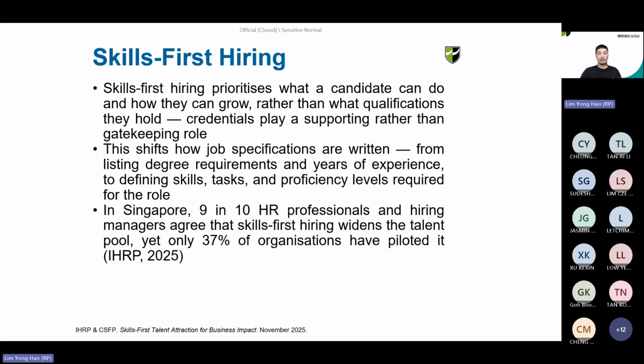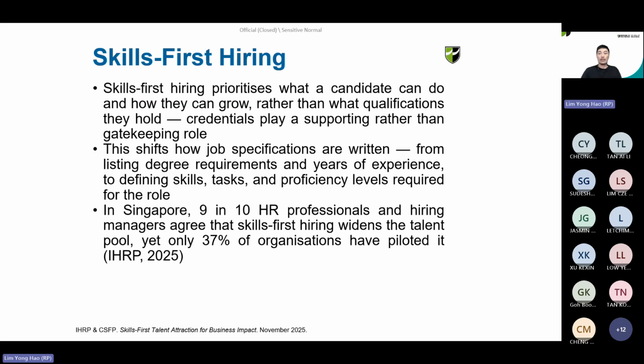I'm adopting the term skills-first from the discourse happening around Singapore, and it has been around for some time. If you are interested, I put this report in as part of your supplement. Let me see. Yes, I did. If you're interested in reading more about this report, which was published last year, it's an update of things that are happening in terms of skills-based hiring in Singapore.